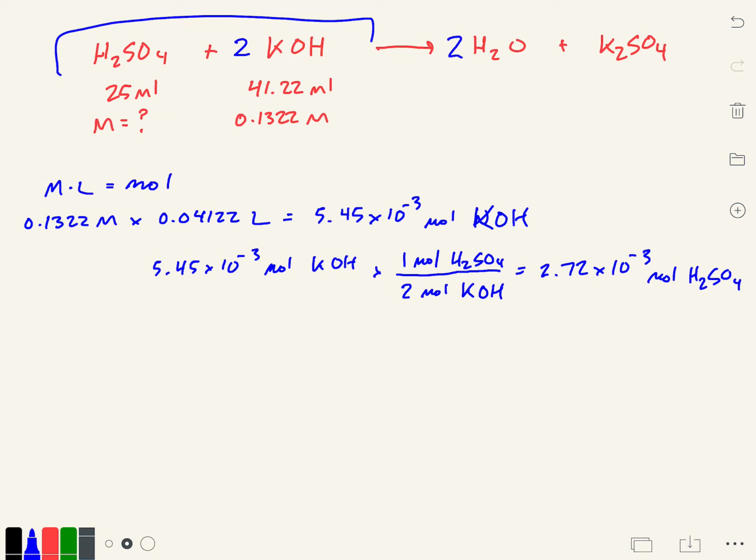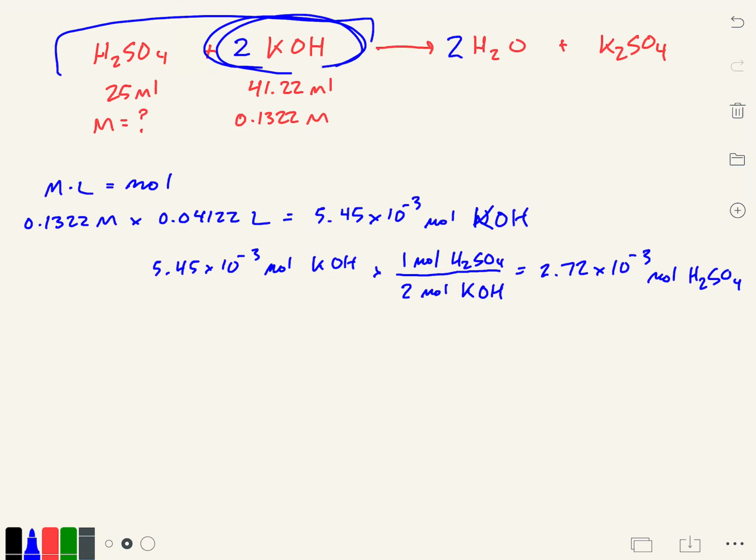Right? This equation says that it takes twice as much KOH as H2SO4. So even though we found out how many moles of the KOH we added, that was not the same as the moles of acid that were there. It was actually twice as many moles as the acid that were there. So we had to divide by 2.